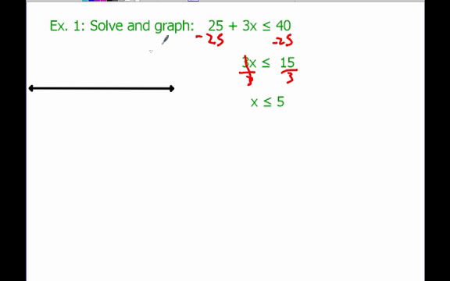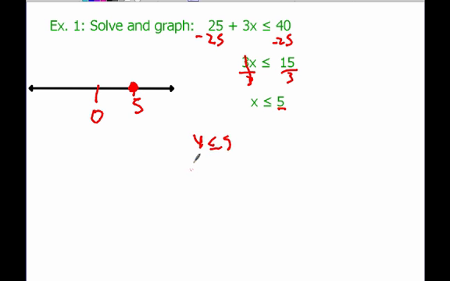Now we need to graph it. So I'm going to put my 0 on here. I know my circle is going to go at 5. And because I've got the equal to there, it's going to be a closed circle at 5. Now I need to think, what are some solutions? x is less than or equal to 5. What are some numbers that you can put in for x? Well, 4 is less than or equal to 5.